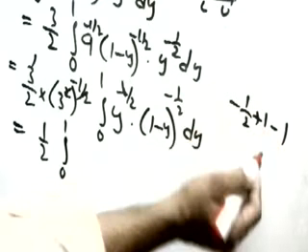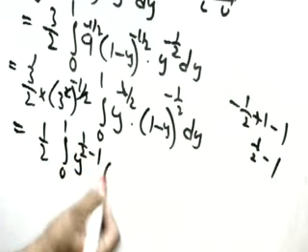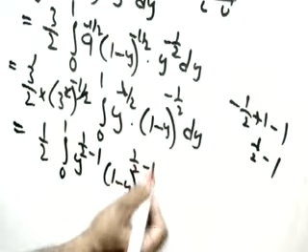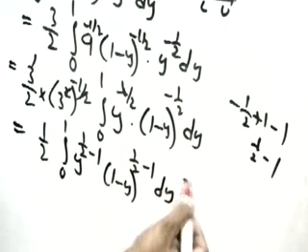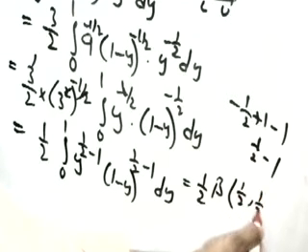So how to get minus 1? Add 1, subtract 1. 2 ones are 2, 2 minus 1, so 1 by 2 minus 1. So this will become y power 1 by 2 minus 1, 1 minus y power 1 by 2 minus 1 dy. Now we got this, let me change into beta. So beta of m comma n, that is half comma half.